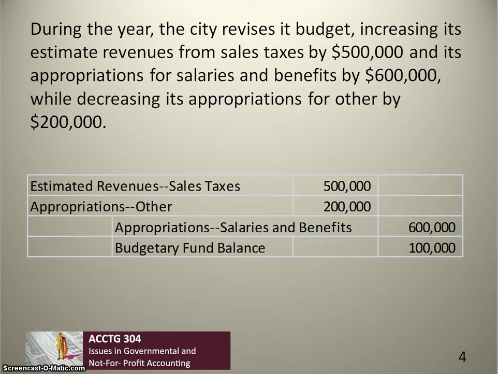So we record the increase in estimated revenues from sales taxes by debiting sales taxes $500,000. We record the increase in appropriations for salaries and benefits by crediting appropriations, salaries and benefits, by $600,000. And we record the decrease in appropriations for other by debiting appropriations, other, $200,000. Again, our balancing entry is to budgetary fund balance.